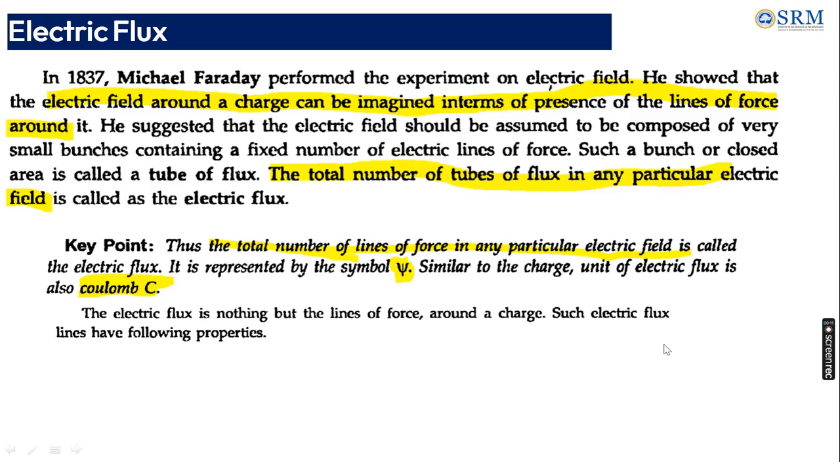So, electric flux was discovered by Michael Faraday, where he was doing an experiment on electric field. He showed that the electric field around a charge is imagined to be like lines of force around it. So the total number of lines of force in any electric field is called electric flux. This was represented by the symbol psi, and similar to the charge, the unit of electric flux also is coulomb.